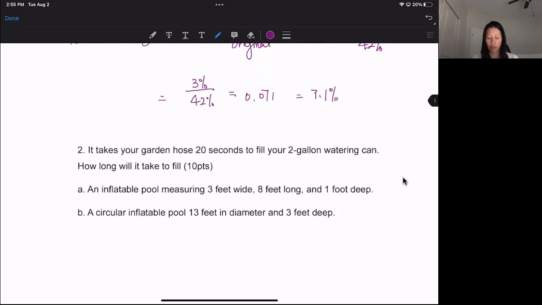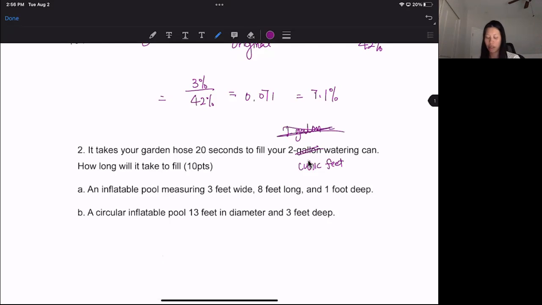Okay, number two. It takes your garden hose 20 seconds to fill up 2 gallons of water can. How long will it take to fill up whatever is left? I should say, instead of 2 gallons, I should either say 2 cubic feet of watering can, or I should tell you that 1 gallon equals how many cubic feet? So I didn't give you enough information. So this one, again, you will get full credit on it.